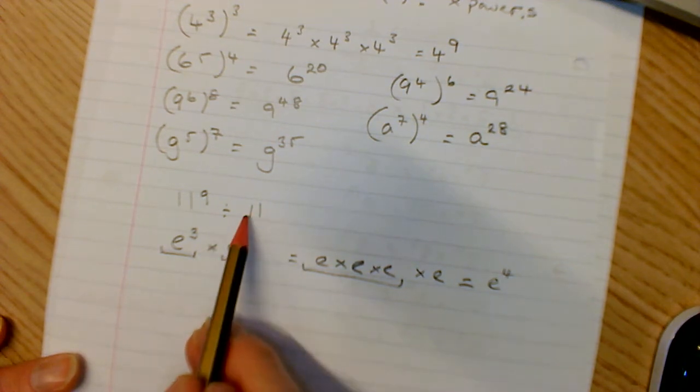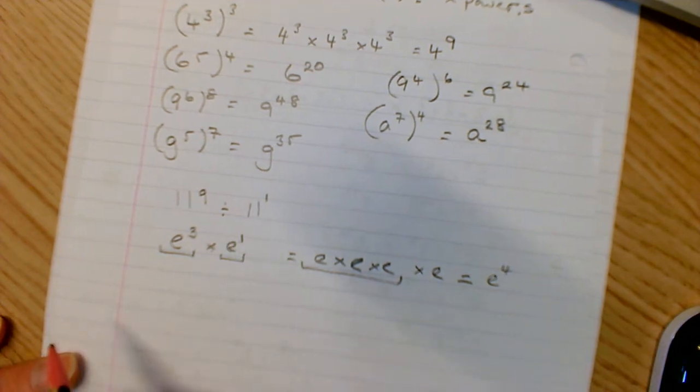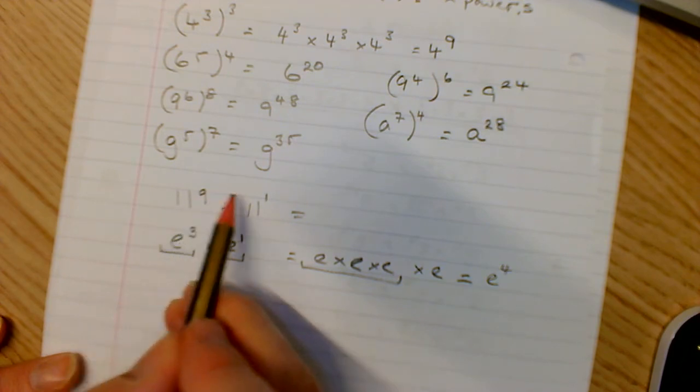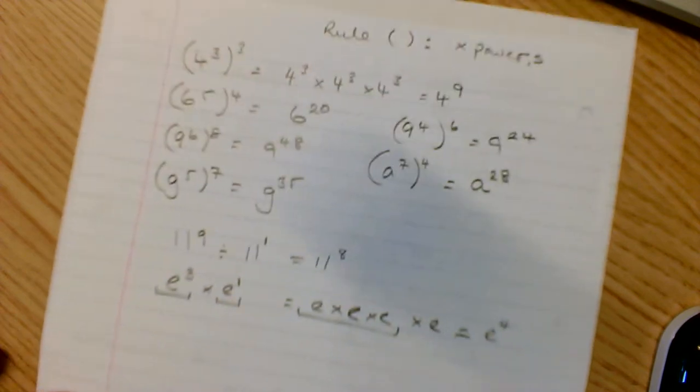So if I apply that rule up here, the 11 hasn't got a power on, so I'm just going to put a power of 1 there, because there's only one 11. And then I can say, okay, so the rule for dividing is take away the power, so 9 take away 1, 11 to the power of 8 is going to be the answer.